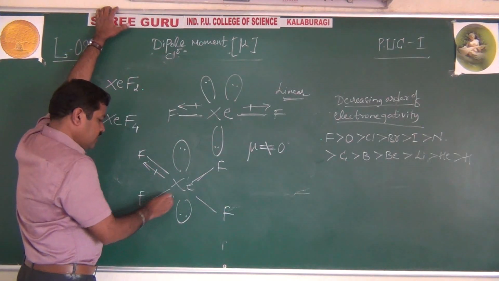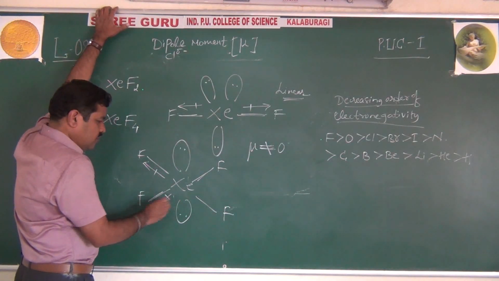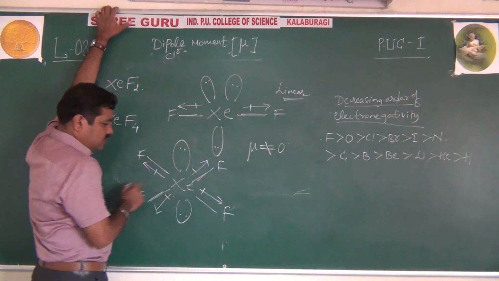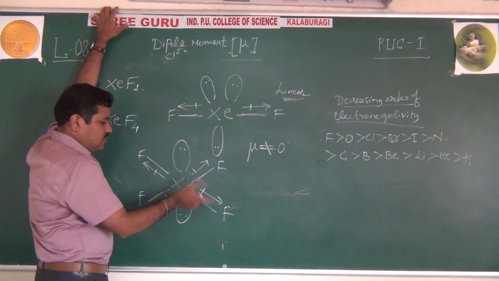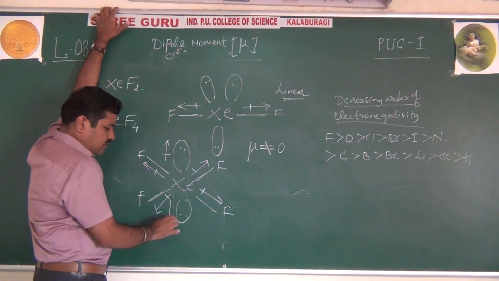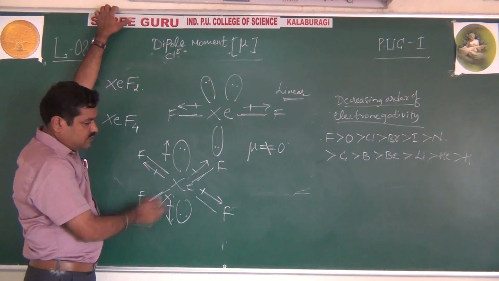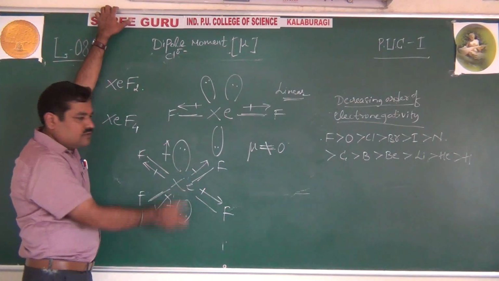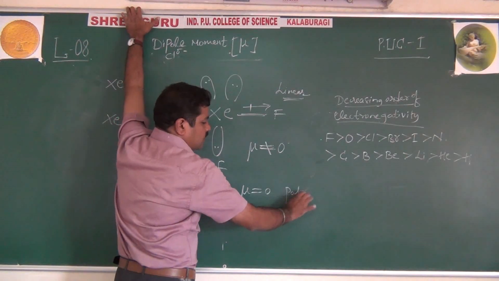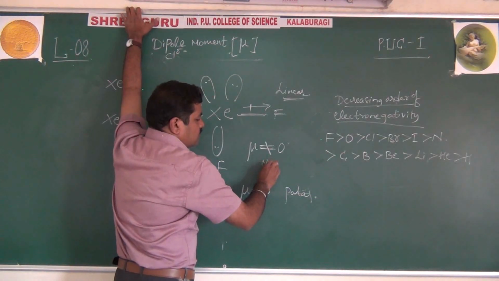Fluorine is more electronegative. See, like this, they cancel each other on opposite sides. Even though lone pairs of electrons are present, they cancel each other because equal numbers are present. So here mu is 0. This is polar, and this is non-polar.